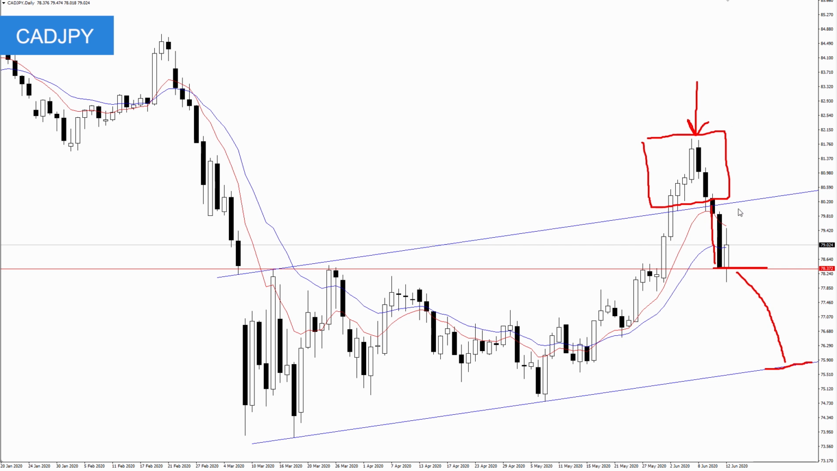So again, 80 is going to be resistance with a close below 78.40 taking on the 76 area. But do keep an eye on that monthly chart because June's close is going to be critical for the pair.